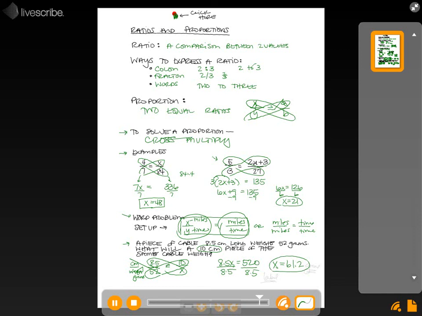Now, key for a word problem: I will take points off because this needs to have a label, since it has a label in the problem. We're talking about grams here, so we need 61.2 grams.